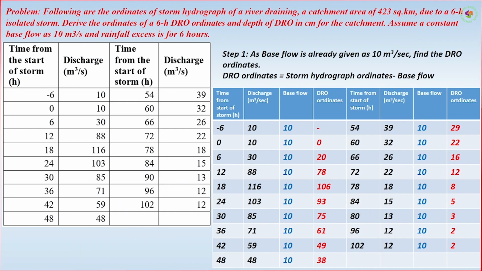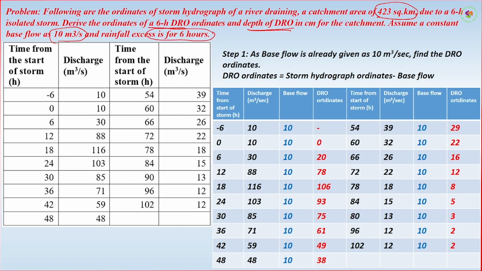Following are the ordinates of a storm hydrograph of a river draining a catchment area of 423 square kilometers due to a 6-hour isolated storm. Derive the 6-hour direct runoff ordinates and the depth of direct runoff in centimeters. Assume constant base flow. So now here you don't need to calculate. Base flow is 10 meter cube per second and rainfall excess is for 6 hours.